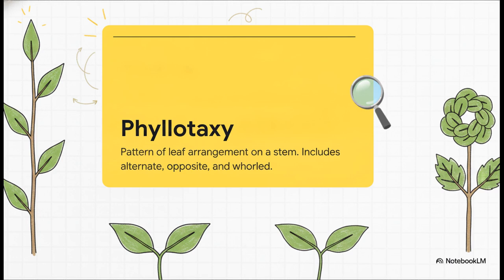Next up is phyllotaxy. Simply put, this is the pattern of how leaves are physically arranged on the stem. The plant's ultimate goal here is just to catch as much sunlight as possible without the leaves shading each other out. There are three main patterns to remember here. First is alternate, where you just have one single leaf per node, alternating sides as you go up. This is definitely the most common. Then you have opposite, where two leaves pop out at the exact same node, facing directly across from each other. And finally, whorled, where more than two leaves circle around a single node in a little group.